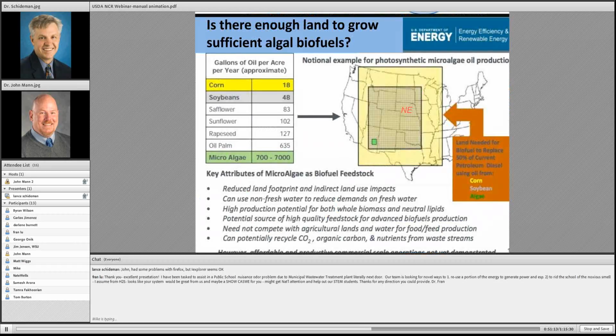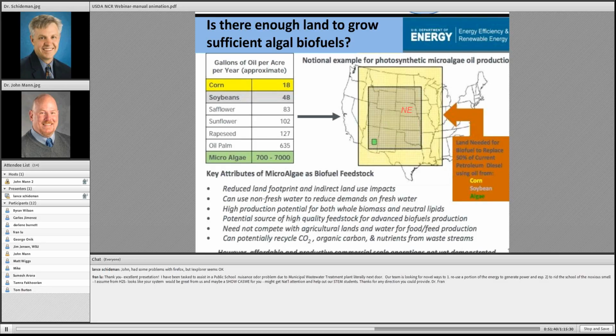Now, a really key question is, do we have enough land to grow the algal biofuels? And I borrowed this slide from the DOE showing the land needed for biofuel to replace 50% of current petroleum diesel using corn, which is the yellow box, soybeans, which is the gray or brown box, and then algae, which is the small green box.